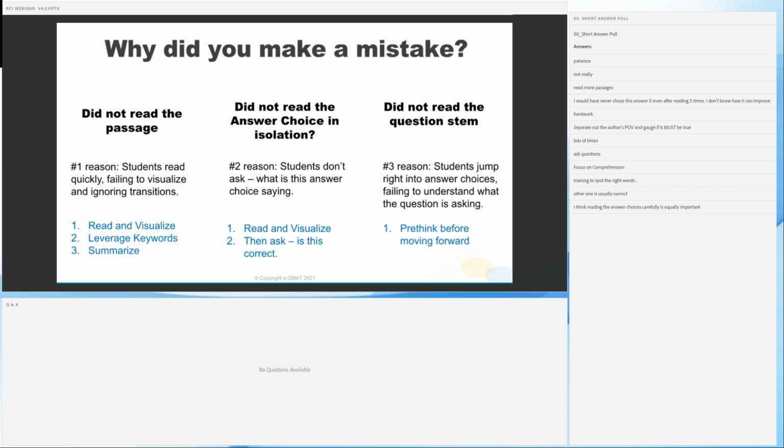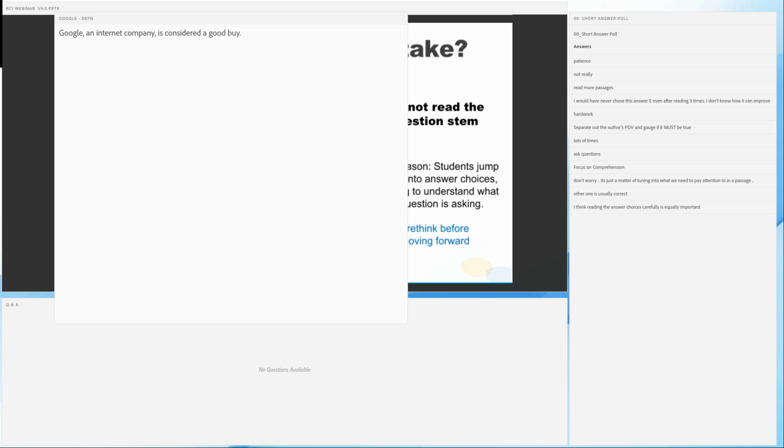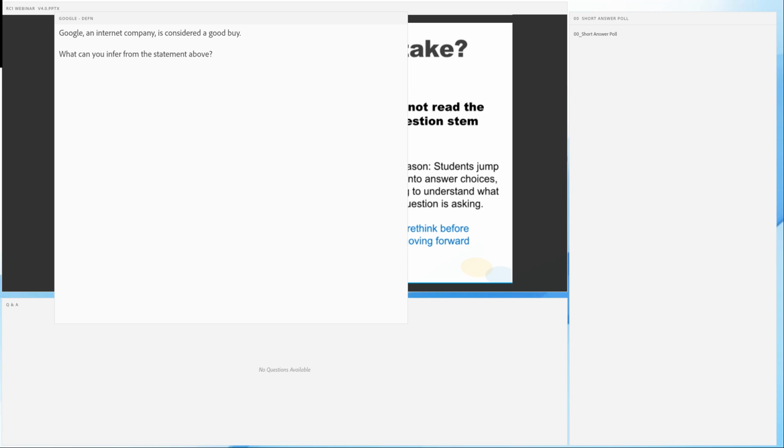Let me bring in another. Here's a simple statement. What can you infer from this statement? What inferences can you draw from this?